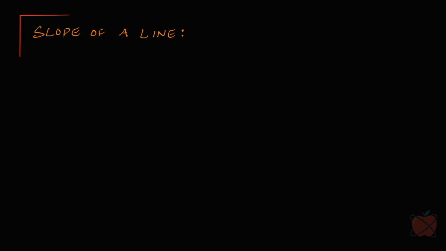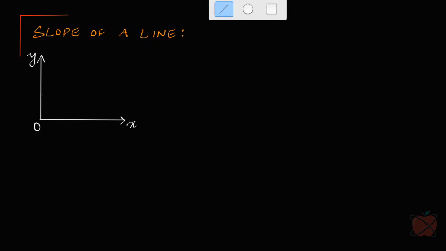Okay, in a graph, suppose this is the y-axis and this is the x-axis, right? And this is point O. Then you can have a line. Let's say you have a line somewhere like this. Let's say a line AB. Okay, so this is the line AB. Now, how do you define the slope of this line AB?